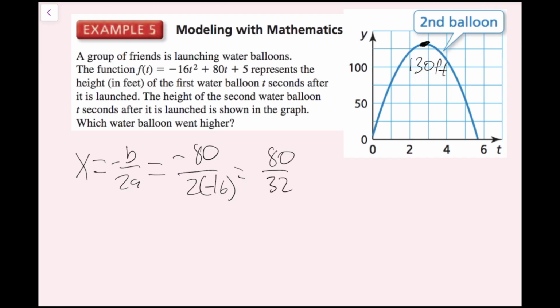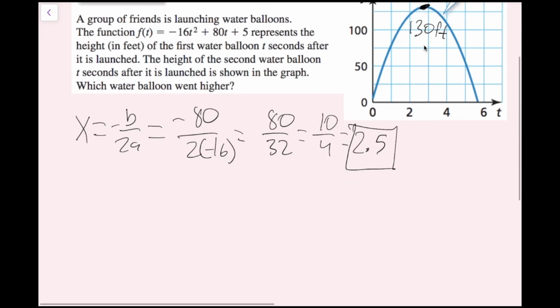The negatives cancel. Now I'm going to simplify my fraction, so I know I can divide an 8 out right away. So now I'm going to get 10 over 4, and I know I can divide out a 2 from there, which is going to be 5 over 2, which is the same as 2.5, or 5 halves, whatever you want. Anyway, now I'm going to take this and plug it back into this function to find the y value, and then I want to see if this is taller than our approximate 130 feet.